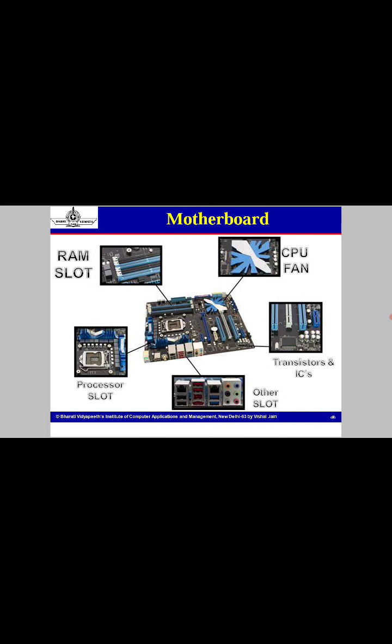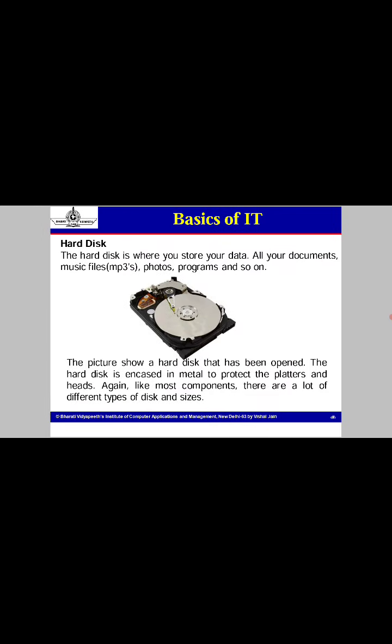So motherboards have different slots, like CPU, fan, transistors and ICs, other slots, processor slot, RAM slots, like that. So next is hard disk. What is a hard disk? A hard disk is called the storage unit of a computer.